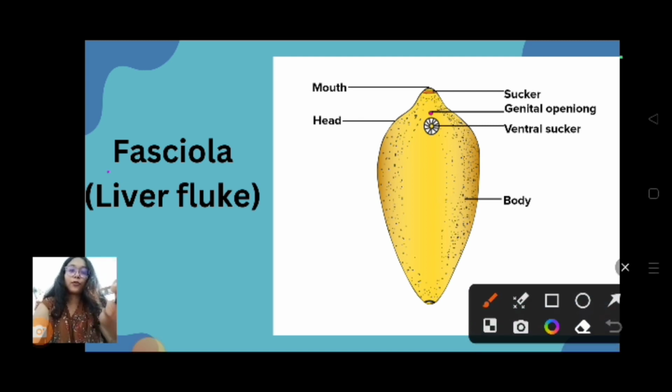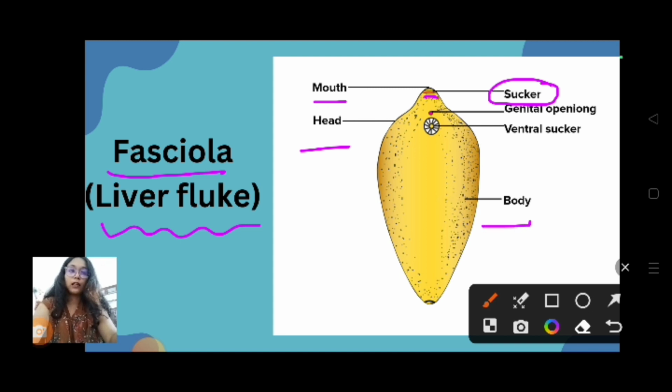This is a diagram showing Fasciola, also known as liver fluke. In this you can see suckers also. Labeled diagram of a sucker. This one is a sucker. Okay. It has mouth, head, body. They have ventral suckers also. Okay. Is it clear? The examples you have to know.